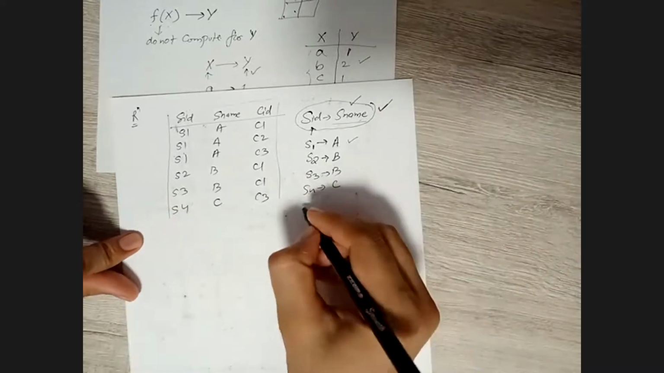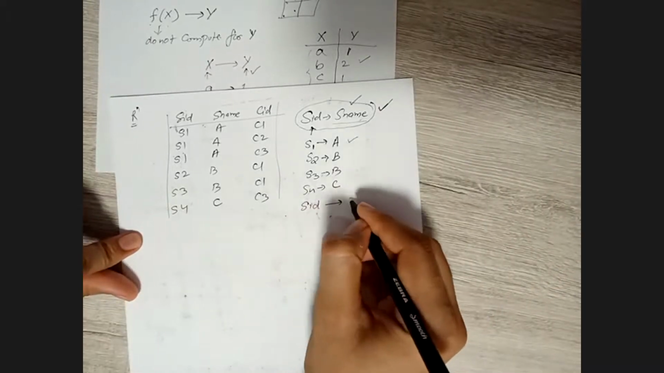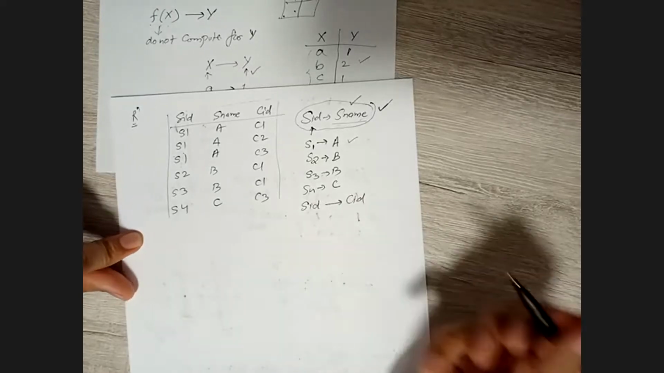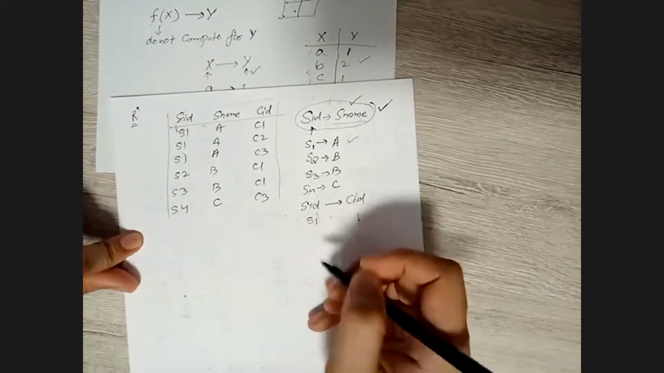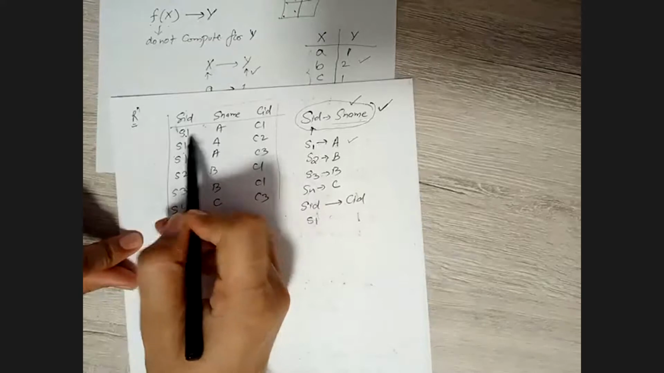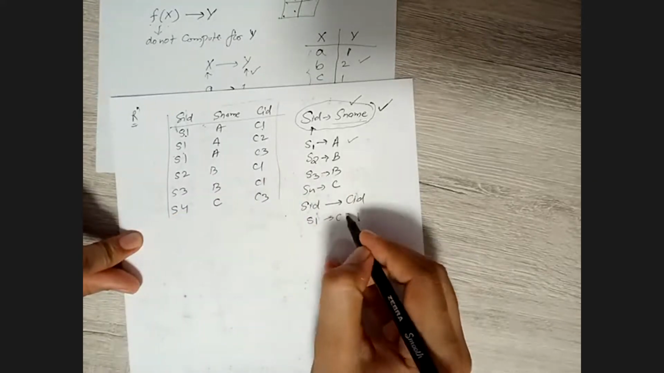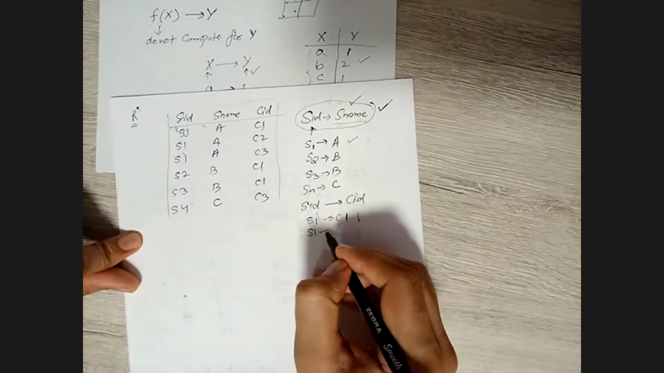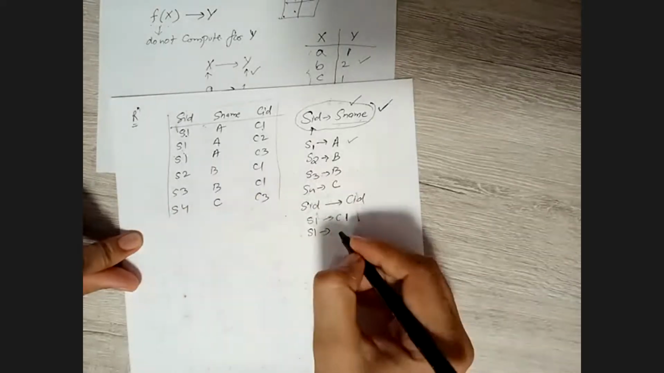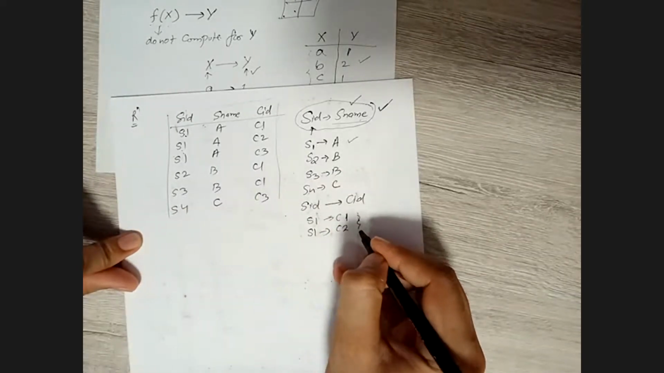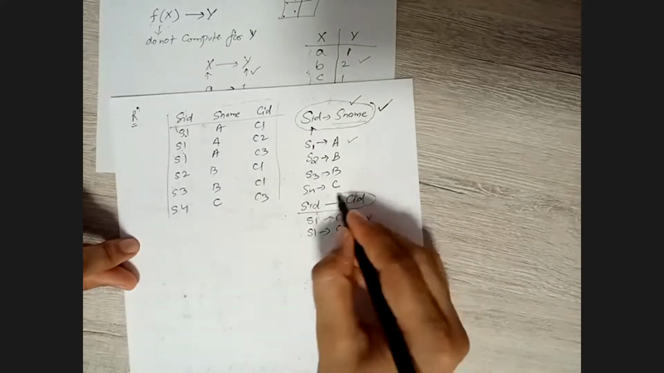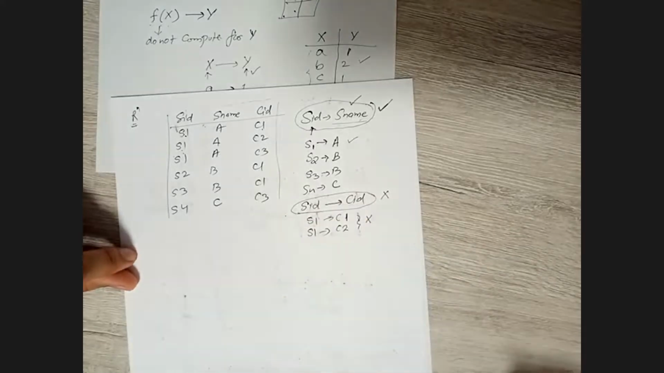But if I give you SID, can you give me the CID? Let's check it out. I am giving you the S1 value. With this I have the C1 value, that's fine. But also for S1 in the second row, I have C2. So we cannot have this functional dependency. This functional dependency cannot be possible here.